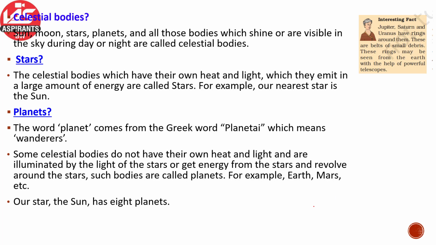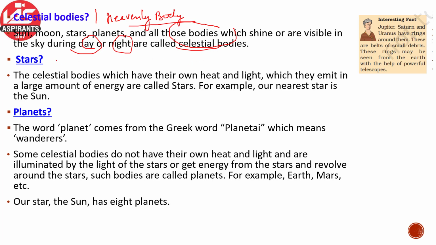Now we have some basic definitions of what is a celestial body, or what we call a heavenly body. Okay, celestial body or a heavenly body. So these are all the objects or bodies which shine or are visible in the sky during day or night. Why heavenly bodies? Because they are present in the heaven, or God has created them, right? Celestial bodies is a more scientific term. So sun, moon, stars, planets, meteors, asteroids, all of these bodies are known as celestial bodies.